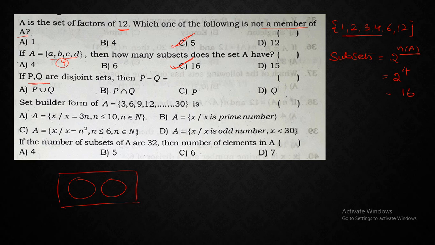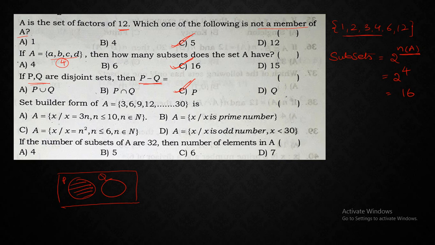If P and Q are disjoint sets, that means there is no common part. This is P and this is Q. So P minus Q means, if you want to subtract, there is no common part, so this whole P is my answer. P minus Q is nothing but P.